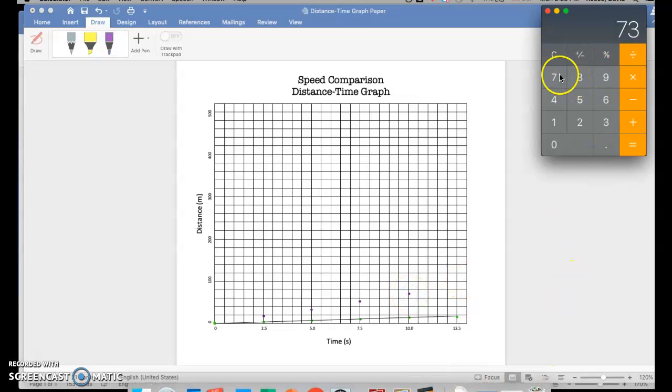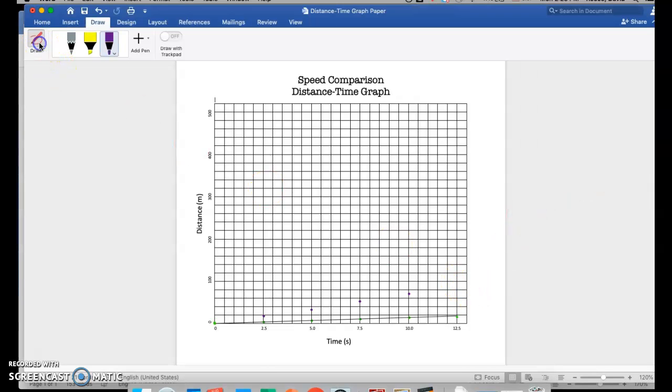And then I'll make a dot now for 12.5. And I'm at 91.2. So 20, 40, 60, 80, 100, 90 is going to be roughly right in the middle here. That's close enough to 91. We don't have to be exact. So now I have it in purple.